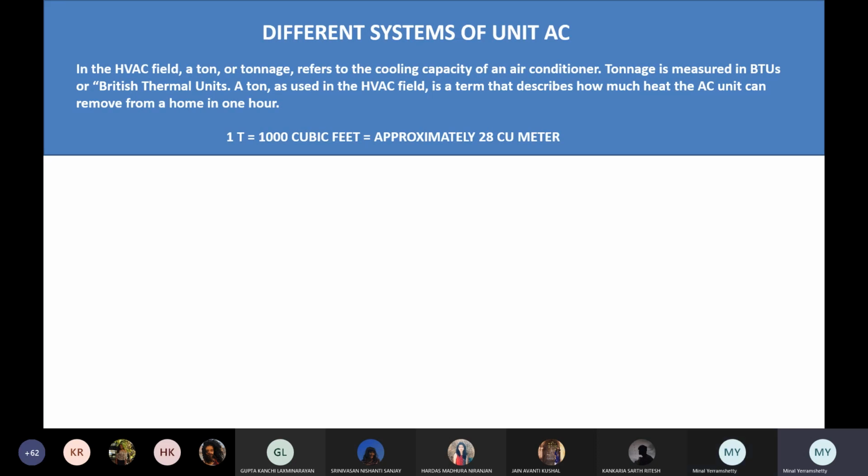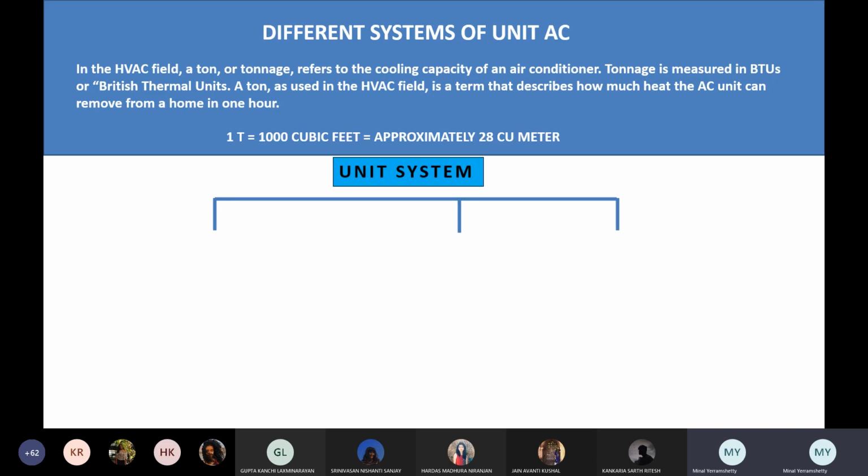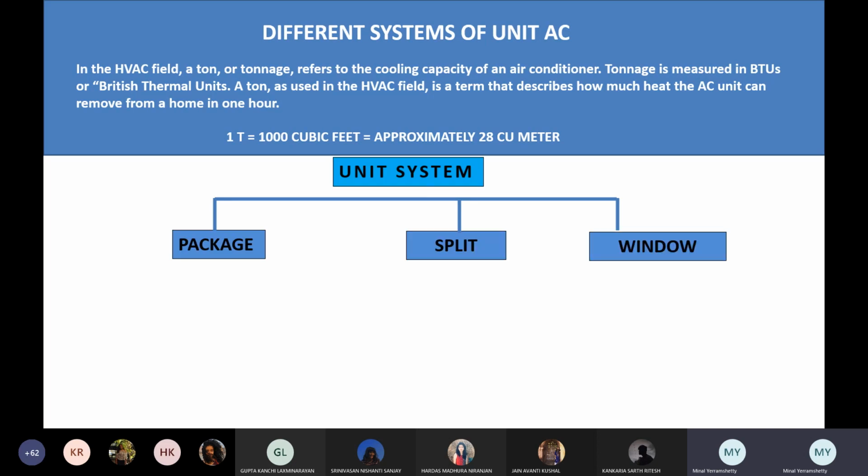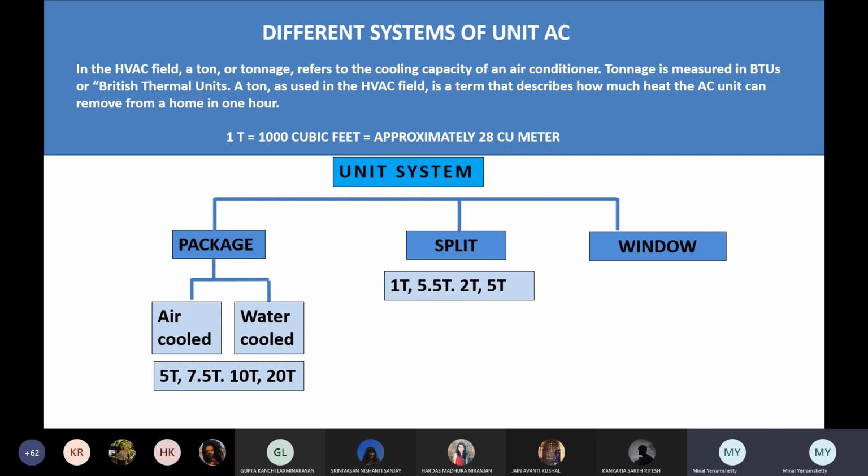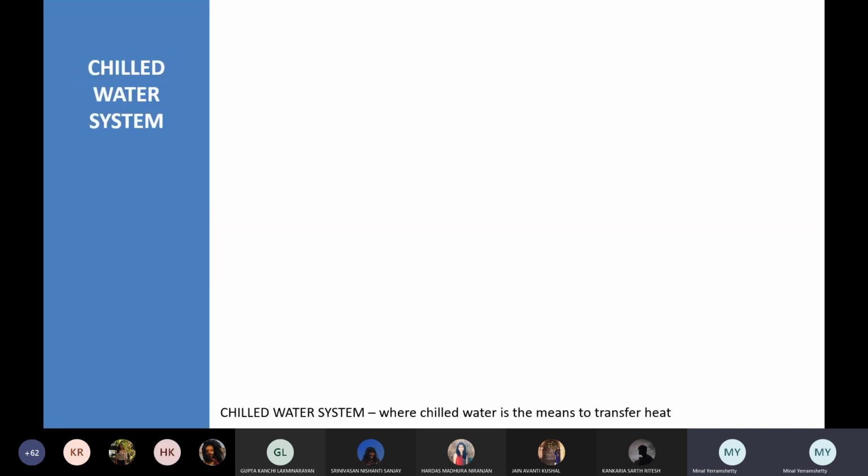Okay. Now, having said that, unit systems, again, you have these. So you have package system, you have split system, and you have window system. Window system आज इतना नहीं मिलता है. First, let me put all this so that you get a complete idea.